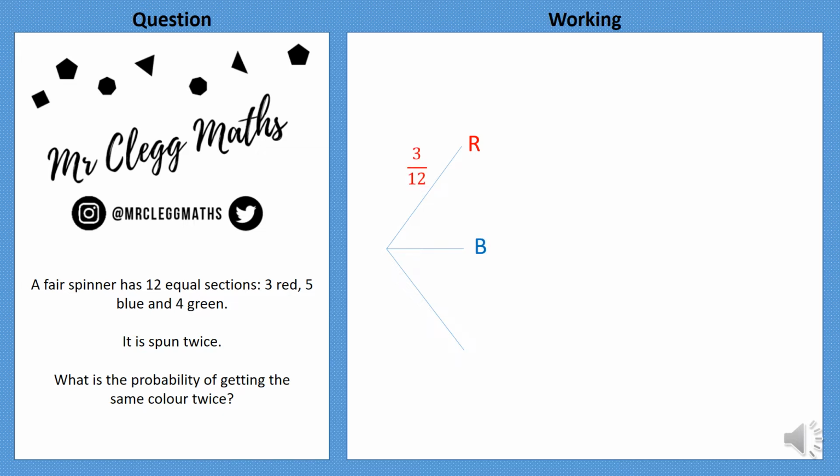Likewise, if I do the same with the blue, I know that 5 of them are blue out of 12 again, so that's 5 out of 12, the probability of getting that blue, and then there is a probability of 4 out of 12 of getting the green.